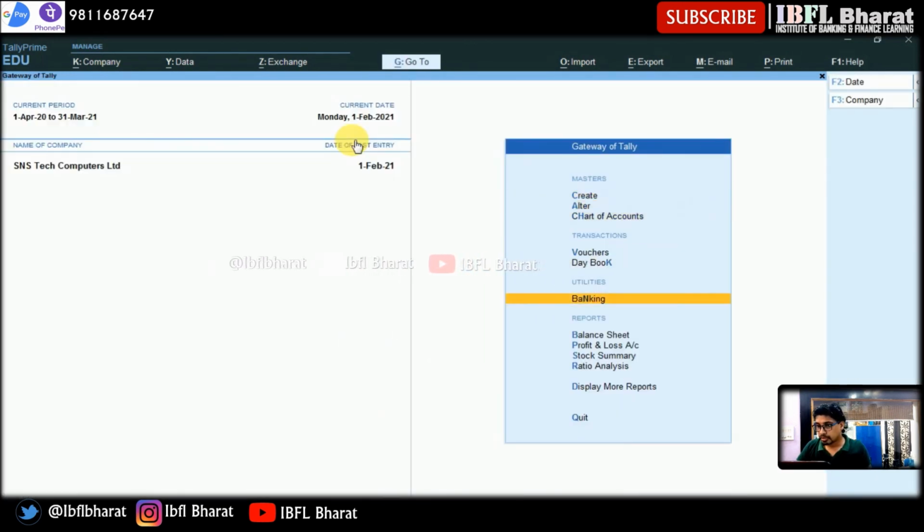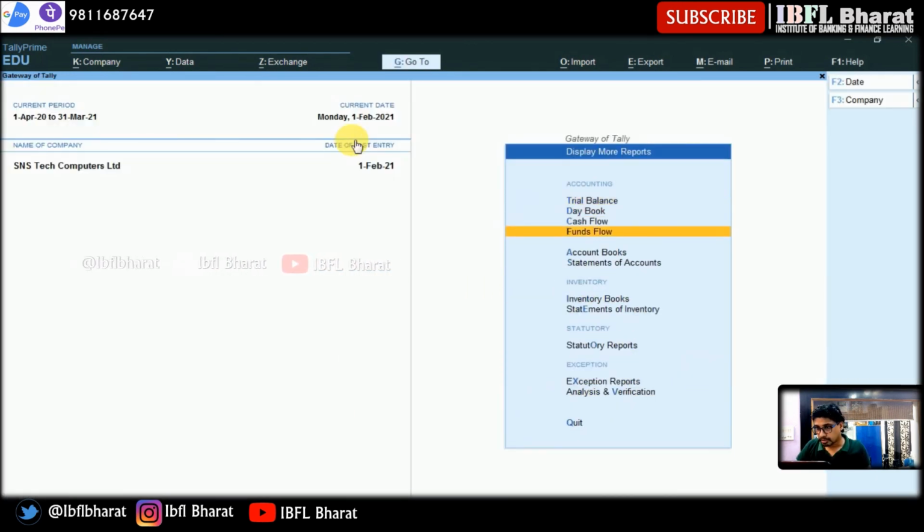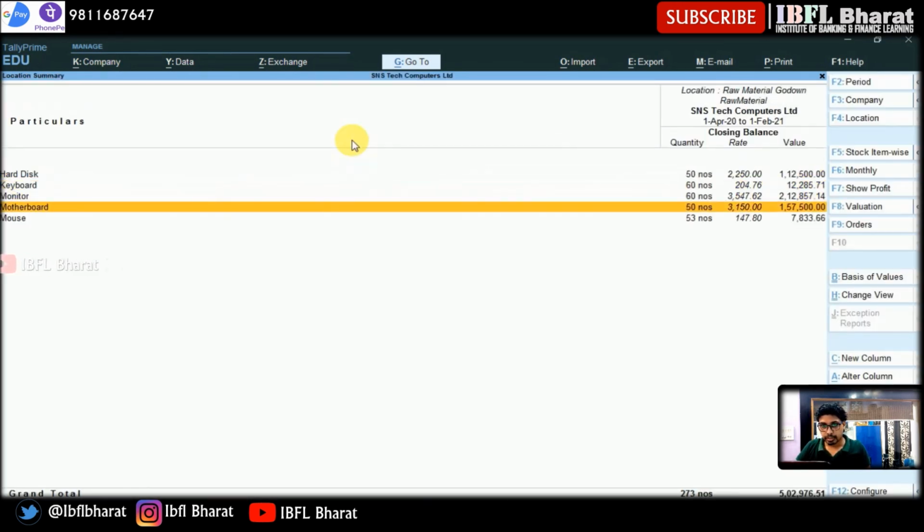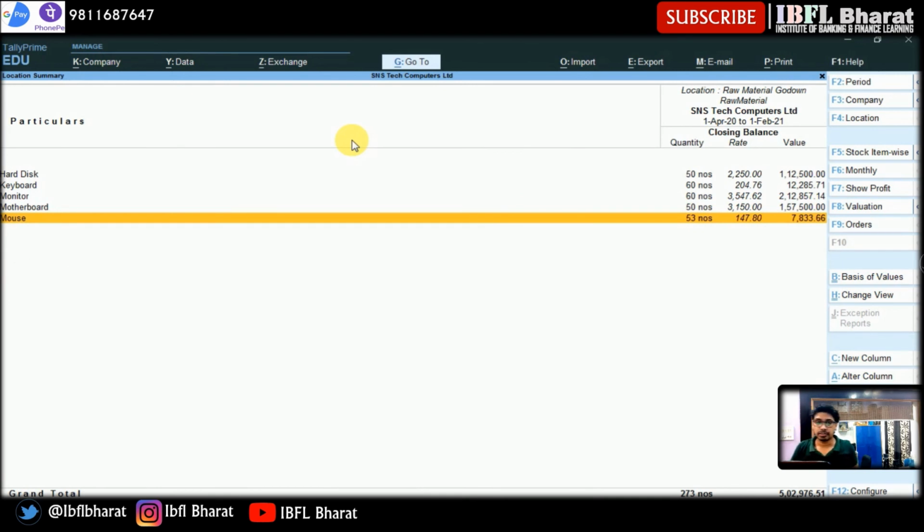Now again we will open the same report which we had opened earlier: inventory books, location, raw material and mouse. Quantity is now 53, which we had entered. This is adjusted by passing the physical stock voucher.